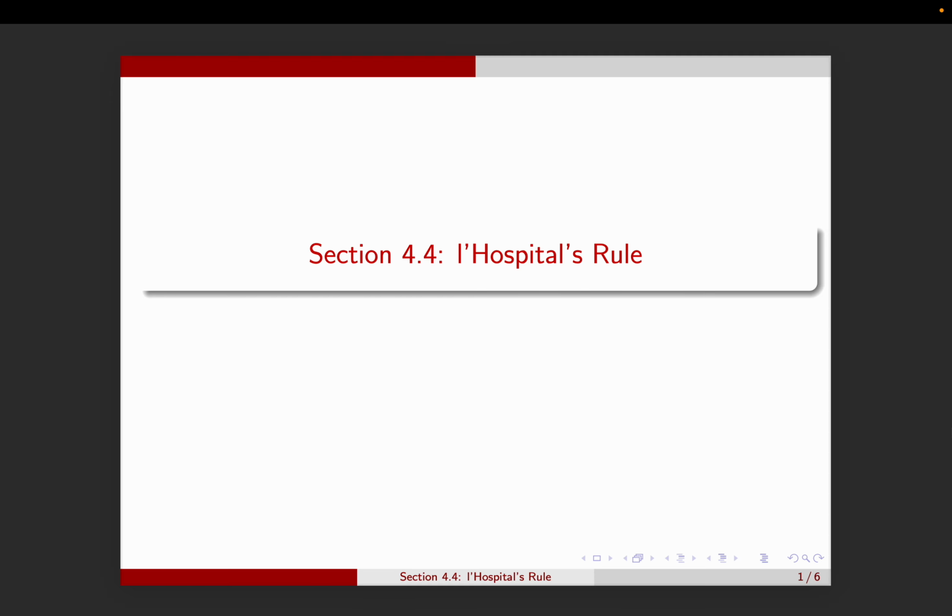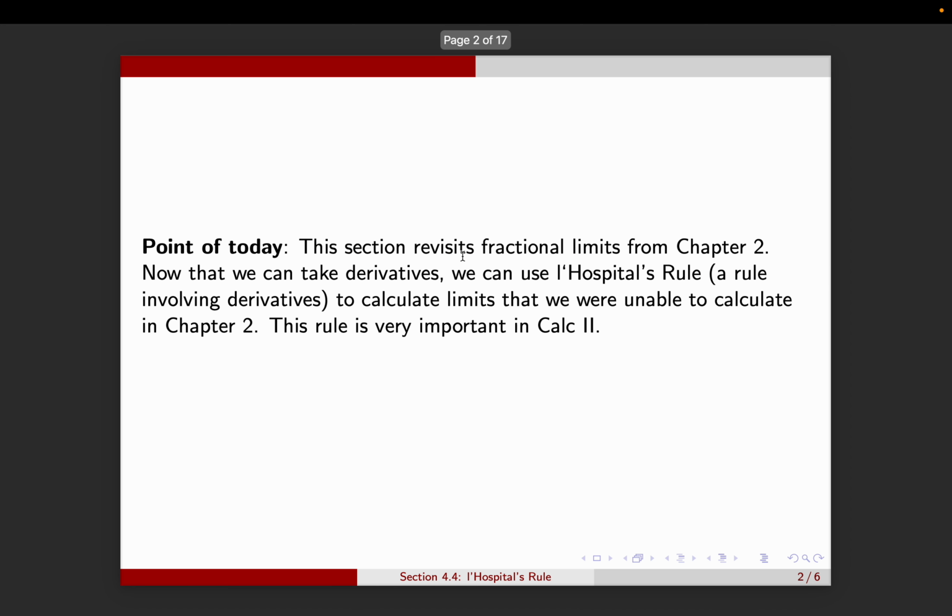This section covers a limit rule called L'Hopital's rule, and I know it's spelled L'Hospital's rule, but it's a French guy's name, so it's pronounced L'Hopital. And this is a derivative-based rule that lets us calculate limits from chapter 2 that we were unable to calculate back then. So in chapter 2, there were some limits we came across where we eventually just had to shrug and give up. But now we don't have to give up. We can use this rule based on derivatives to calculate these limits.